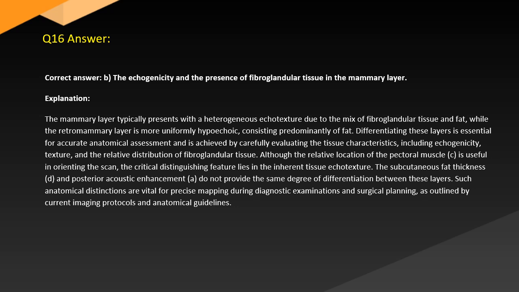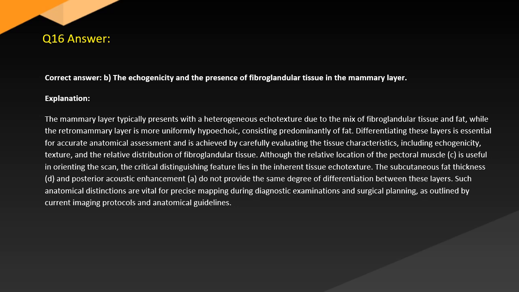Answer. Correct answer. B. The echogenicity and the presence of fibroglandular tissue in the mammary layer. Explanation. The mammary layer typically presents with a heterogeneous echotexture due to the mix of fibroglandular tissue and fat, while the retromammary layer is more uniformly hypoechoic, consisting predominantly of fat. Differentiating these layers is essential for accurate anatomical assessment and is achieved by carefully evaluating the tissue characteristics, including echogenicity, texture, and the relative distribution of fibroglandular tissue.